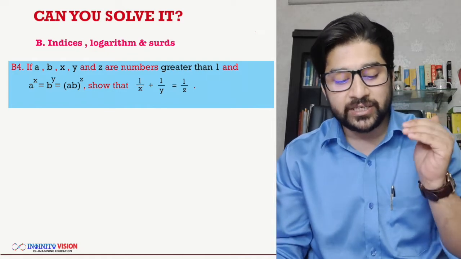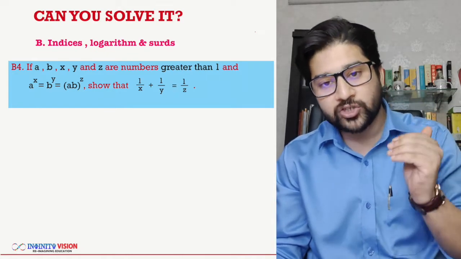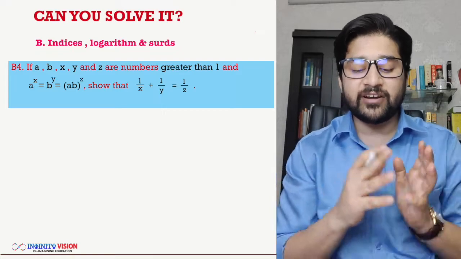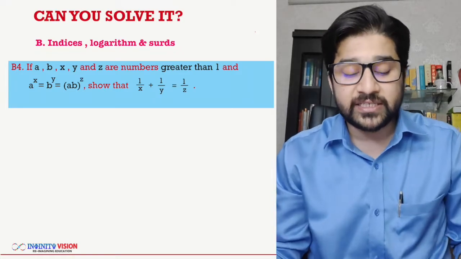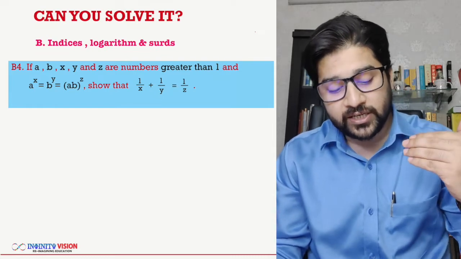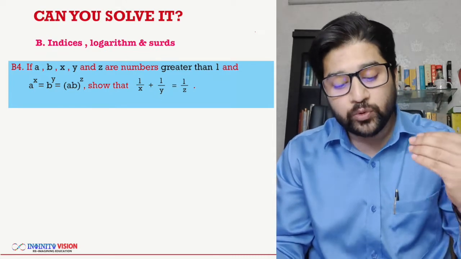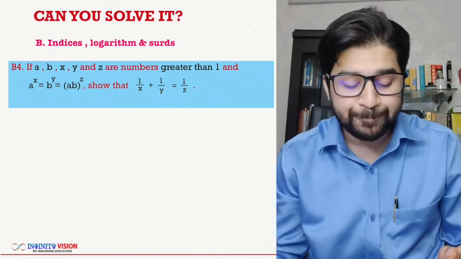If a, b, x, y and z are 5 numbers which are greater than 1, and they have given you some condition, that is a to the power x equals b to the power y equals ab to the power z.